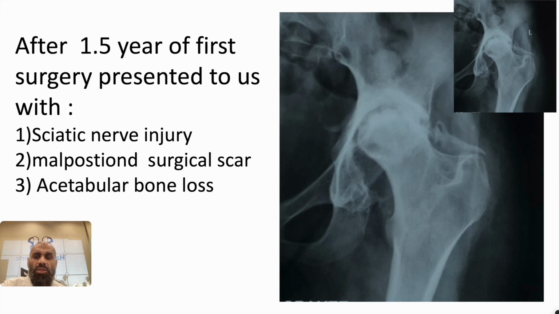She presented to us with sciatic nerve injury, a malpositioned surgical scar toward a more posterior orientation, denoting difficulty in surgical exposure, and severe acetabular bone loss, with migration of the femoral head more than 3 centimeters from the teardrop. There is no other lysis at the ilioischial line or the Kohler line, meaning this is Paprosky 3A to B subtype.